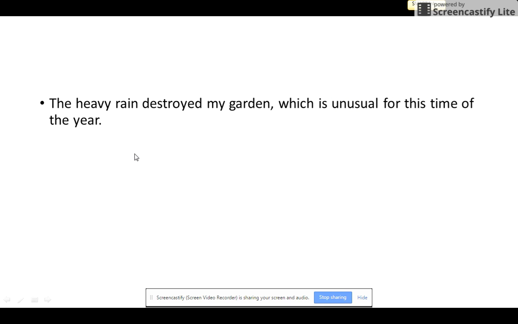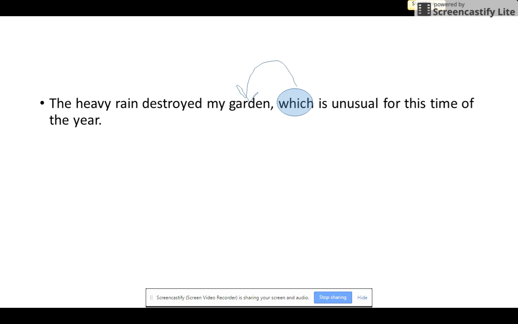Take a look at this sentence here, the heavy rain destroyed my garden, which is unusual for this time of year. If we get a little context clues here, let's pretend it's June. And we all know that gardens grow in June. A lot of gardens grow in June. That's not really unusual. But if we look at this which, our W pronoun, this is a relative pronoun, notice how it's right next to garden, the noun garden. So this sentence is unclear.